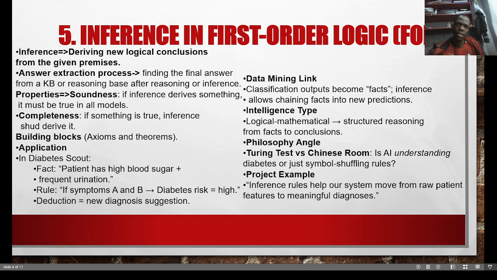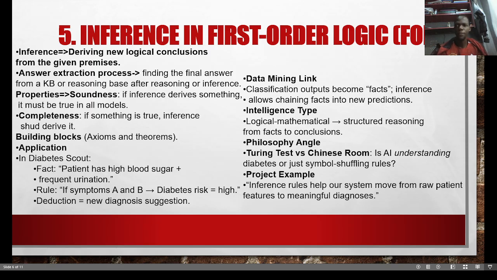So for example, take a simple example. I say that if it rains, then the ground will be wet, and I say it rains. So I have two statements as my premises. If it rains, the ground will be wet, and I come to see that yesterday it rained. So I can conclude from those premises that therefore yesterday the ground was wet, something like that. So that is what we call inference, deriving new logical conclusions from the given premises.